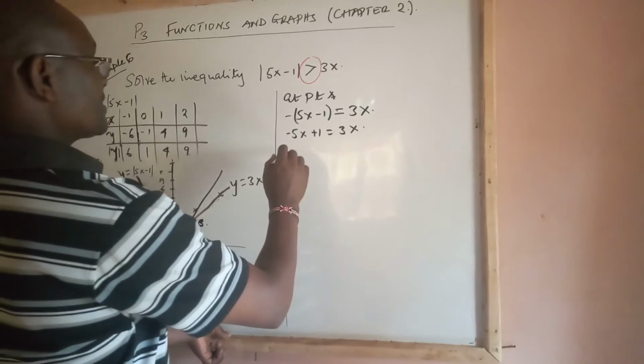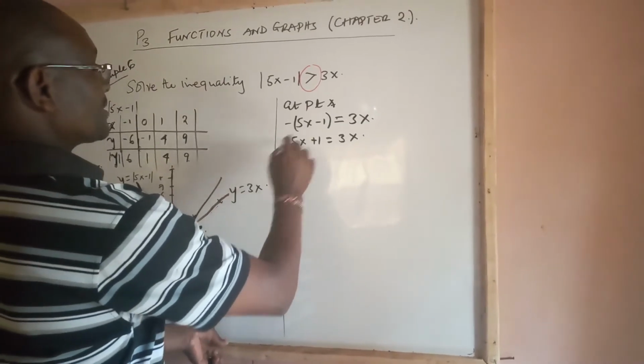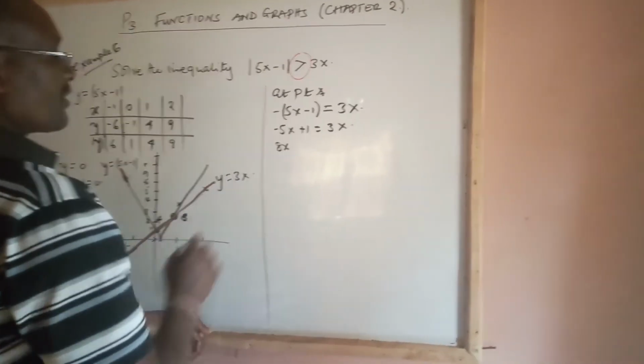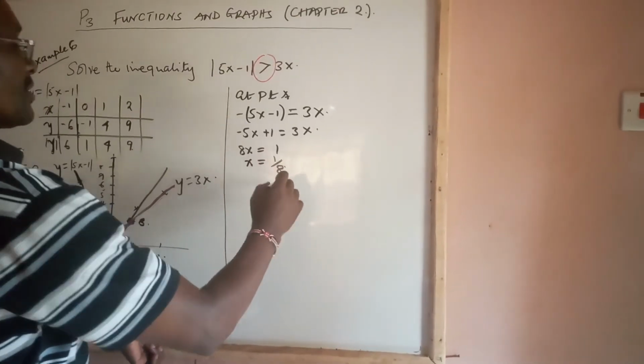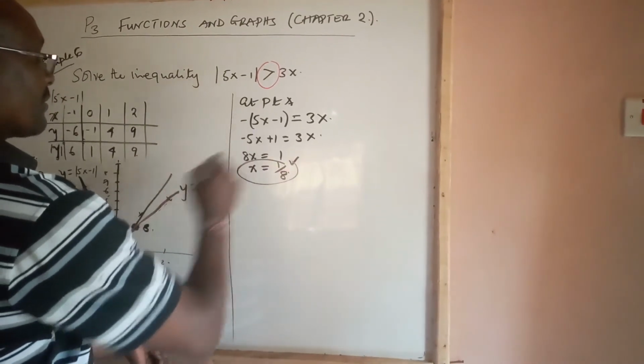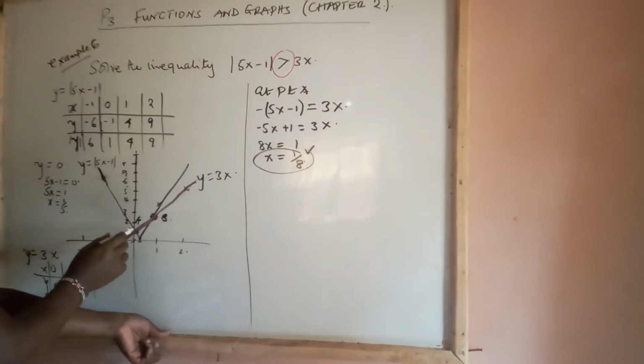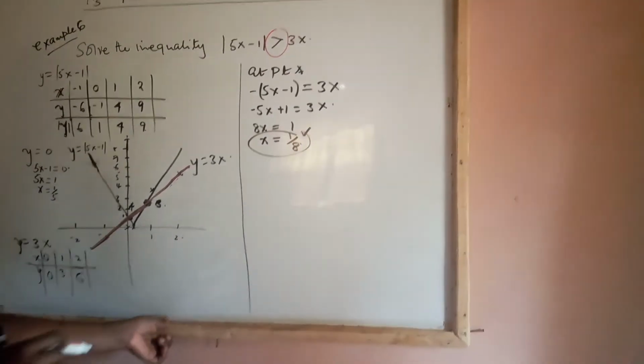What's the meaning of this? It means 8x, when we take minus 5x across, is going to be equal to 1, and x is going to be 1 over 8. So that is called the critical value of x, which will always appear at the point of intersection.